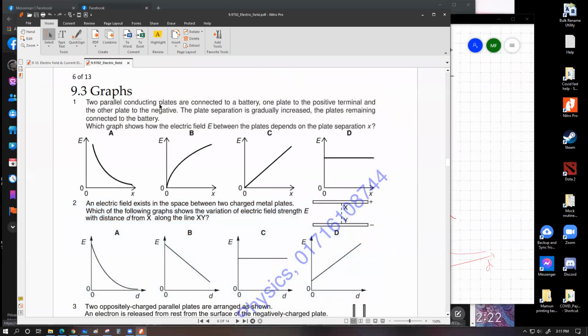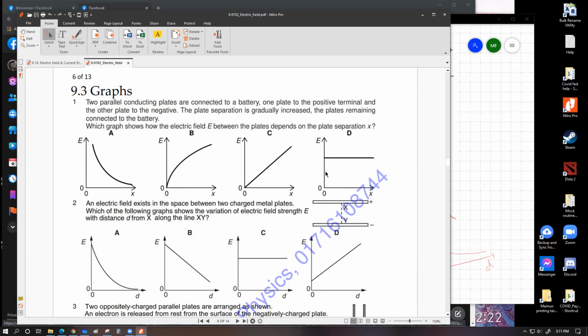If you have a look over here, two parallel conducting plates are connected to a battery. One plate is to the positive terminal and the other one is to the negative. The plate separation is gradually increased, the plates remaining connected to the battery. Which graph shows how the electric field strength E between the plates depends on the plate separation X? In this case, X is the plate separation, or the distance between the plates. So if you increase the separation, the electric field strength is going to be exponentially decreasing. So obviously A is the correct answer choice.